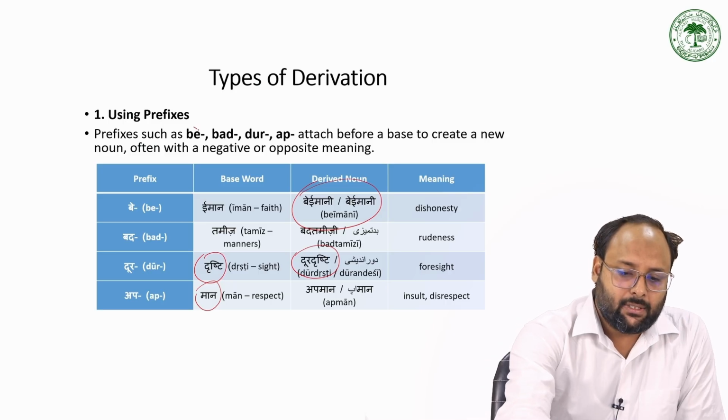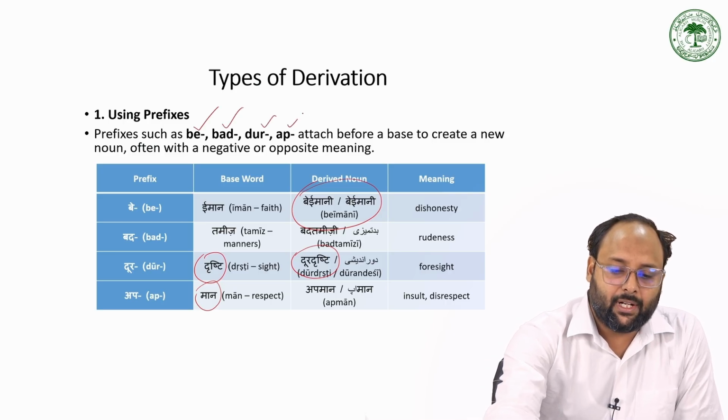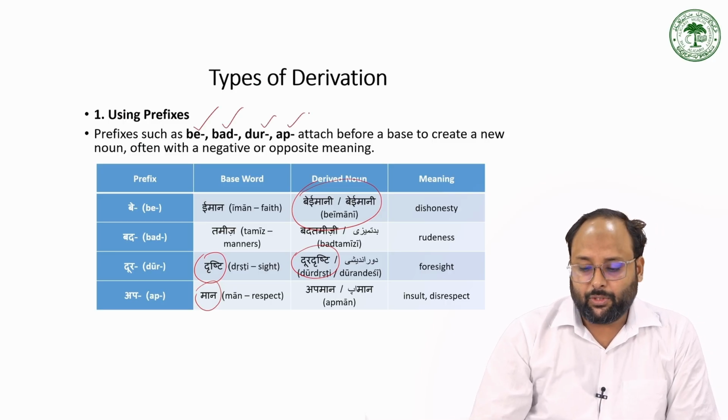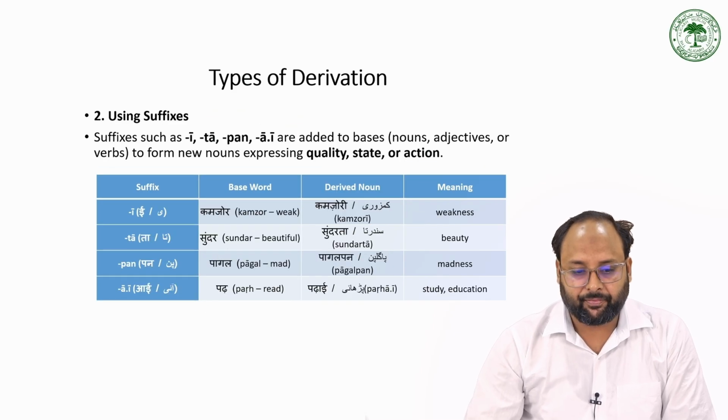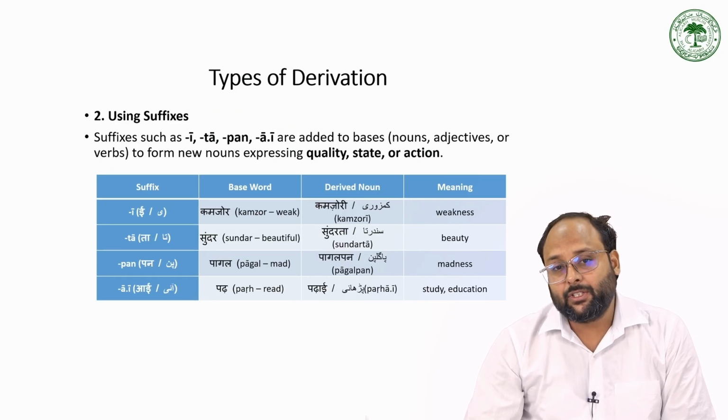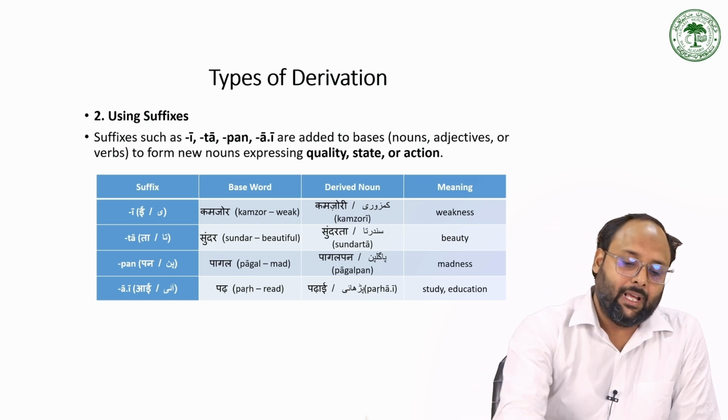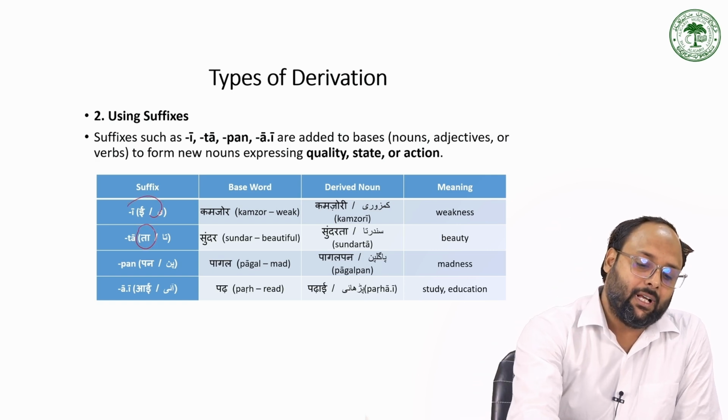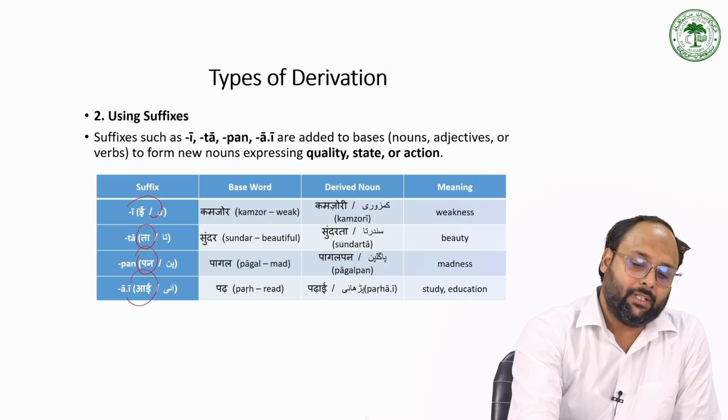And these are the prefixes be, bad, dur and ab, which we use to create the noun. And there are also some suffixes for deriving the nouns. So in suffixes we have e, we have ta, we have pan, we have I.